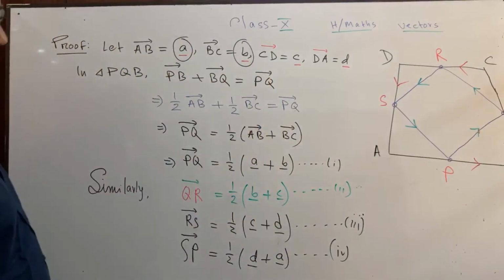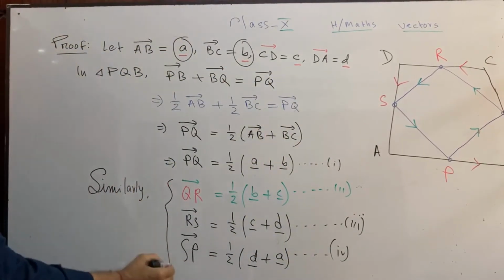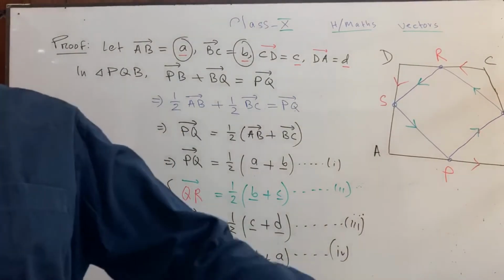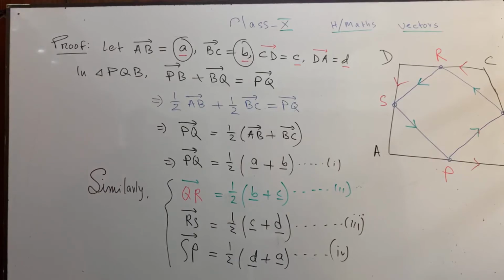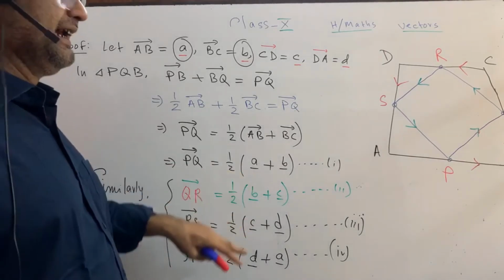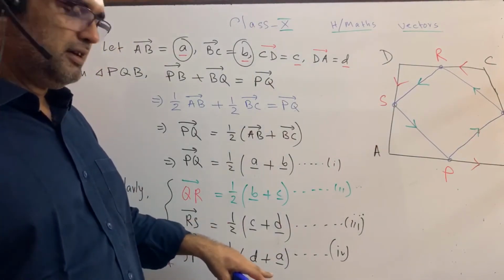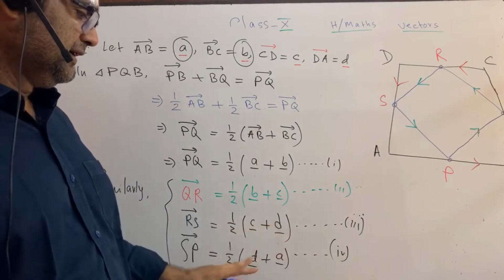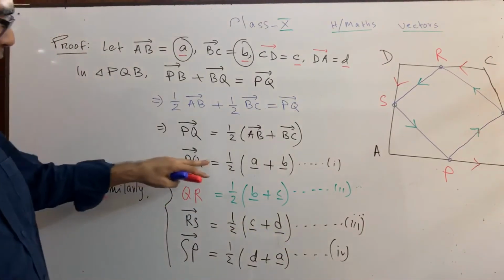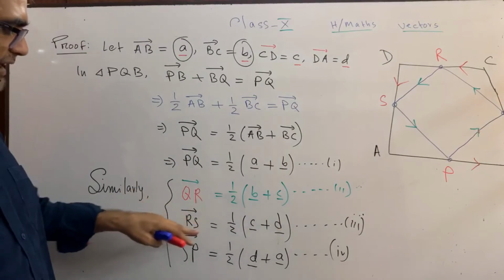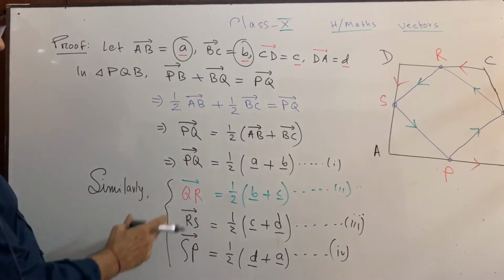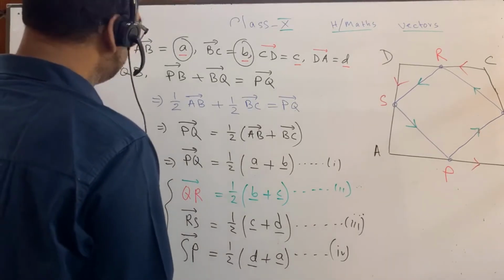These three have been written on the basis of equation 1, and we have maintained a cyclic order, that is cyclic order, AB, BC, CD, DA, in this way. It started with A and it has been ended with A. AB, BC, CD, DA, PQ, QR, RS, SP. It ends here, it starts here again. Okay, that's good.